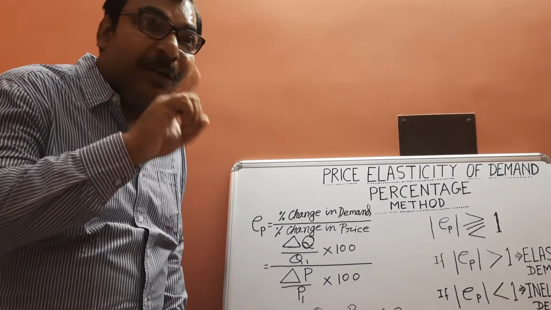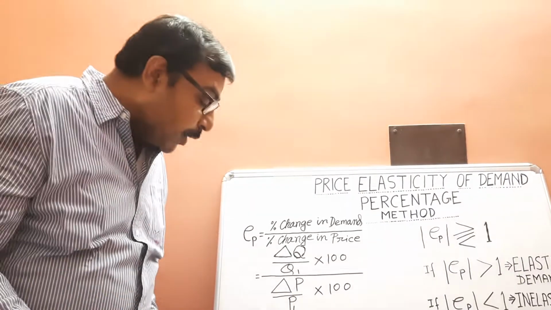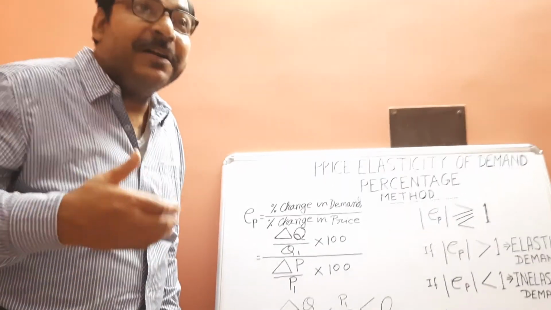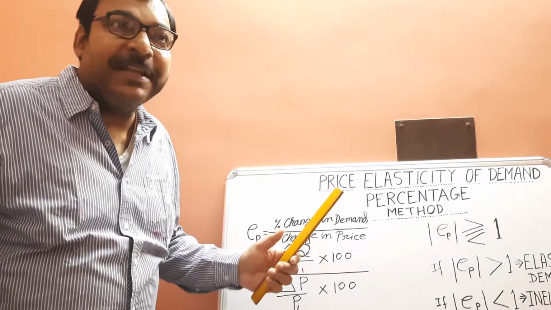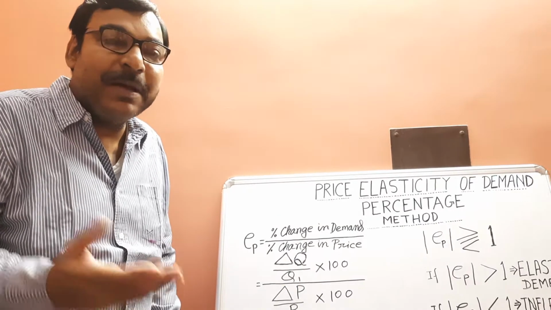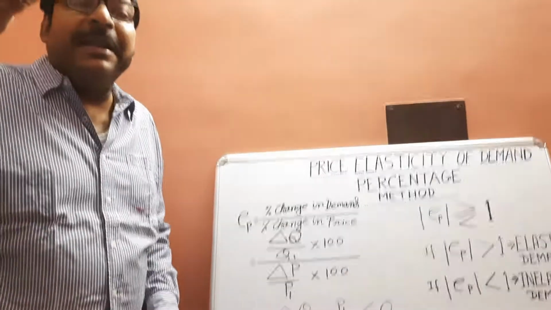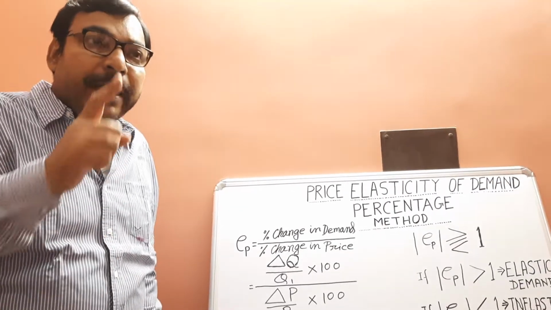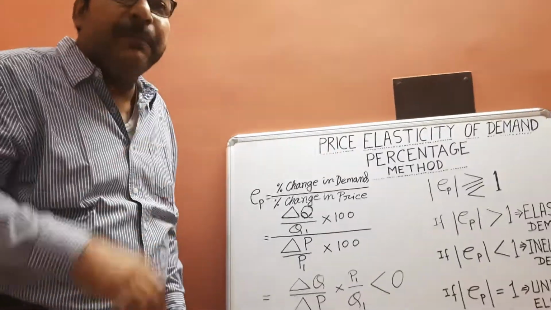Here is the answer, not both of them. Why not both of them? Why only one of them will be negative? Because of the inverse relation between price and demand. They are moving in opposite directions. If price falls, delta P will be negative, P2 minus P1 will be negative. And due to that fall in price, demand rises, so delta Q will be positive. So in this way, either delta Q or delta P, one of them will be negative.